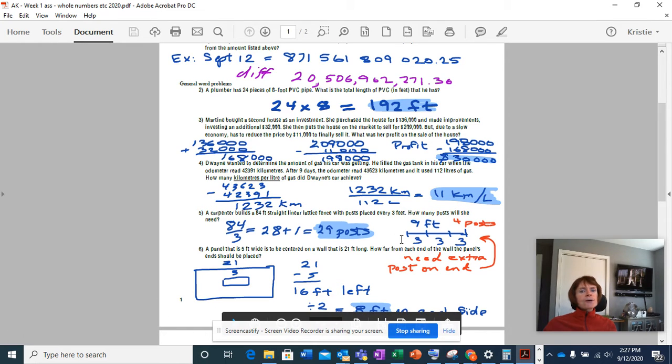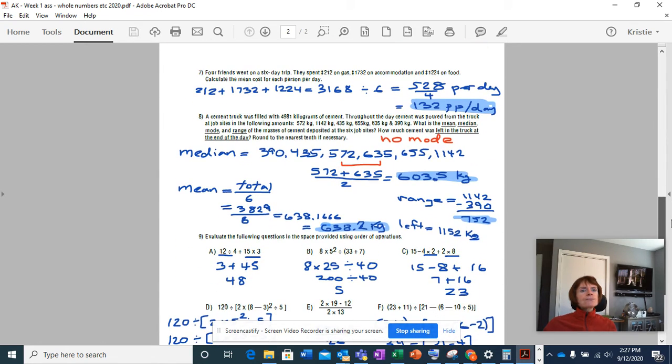Question 6 is about putting the panel in the middle. You've got 21 feet of wall and a 5-foot panel going to go in the middle. Well, 21 subtract by 5 leaves you with 16 feet to deal with. Because you're putting it in the middle, each half on each side would be 8 and 8. So 8 foot from the edge of the wall to the edge of the panel.